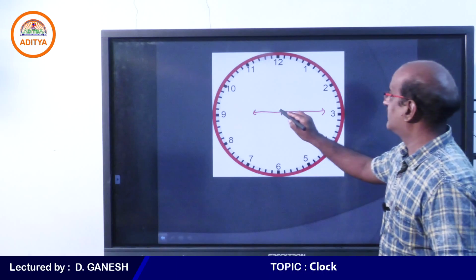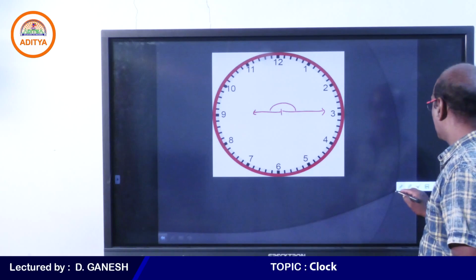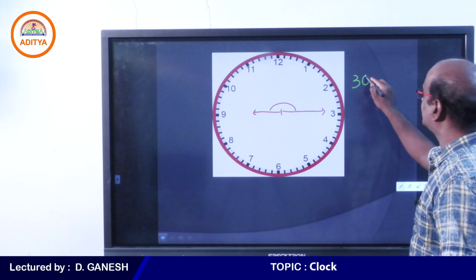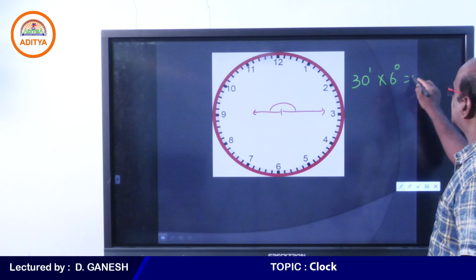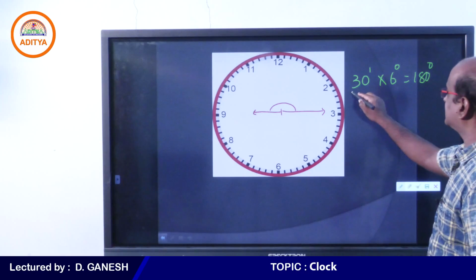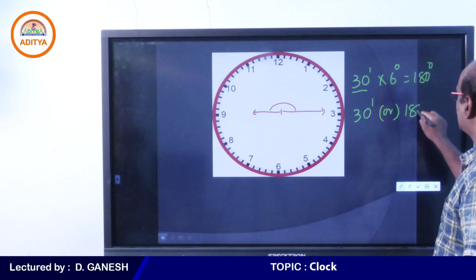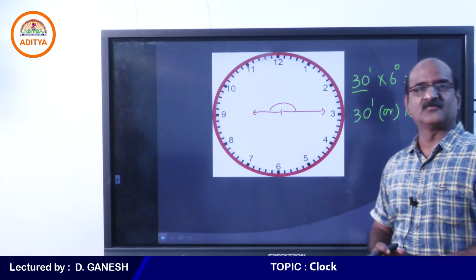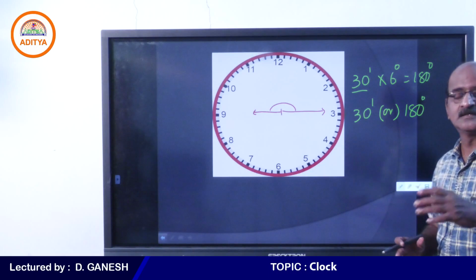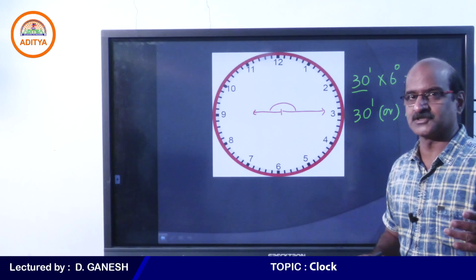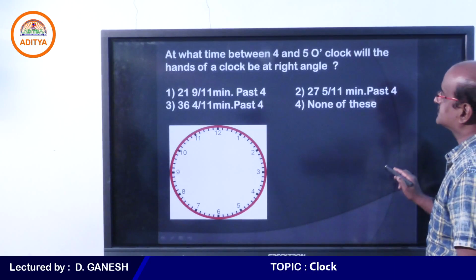So my dear students, when both the hands are 30 divisions apart, or 180 degrees, if you want to say in divisions, it is 30 divisions, and if you want to say in angle, it is 180 degrees. Therefore, if both the hands are 30 divisions or 180 degrees apart, then we say the hands are opposite to each other. Students, before we discuss some more questions, please note down these points.